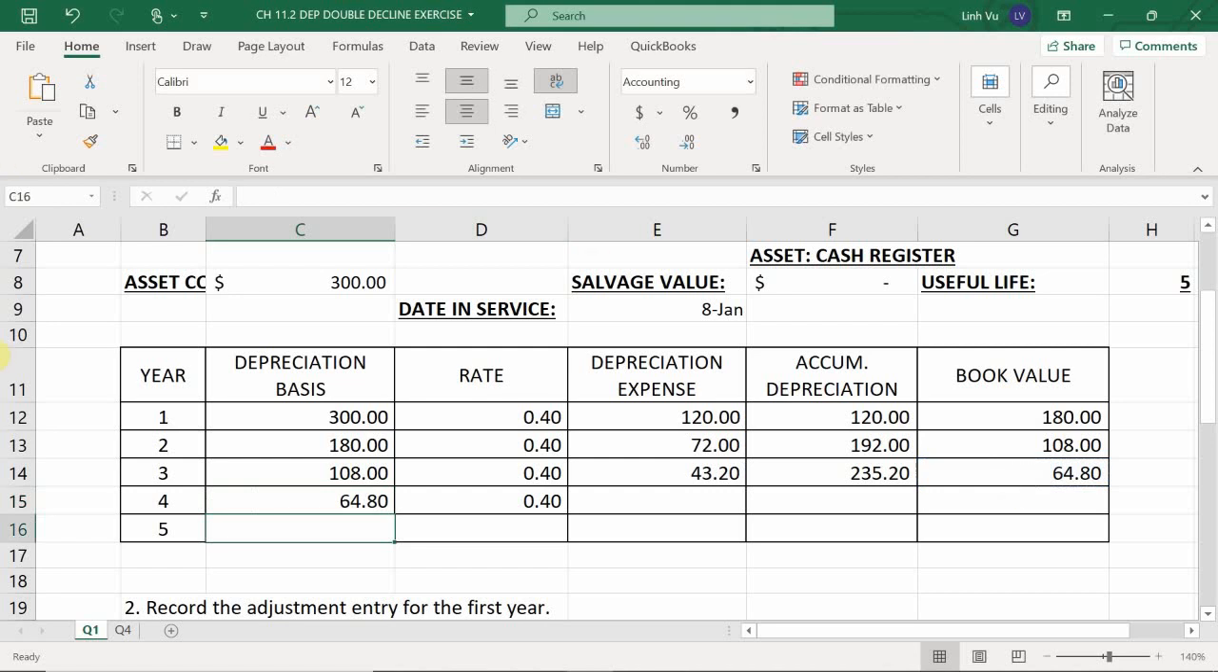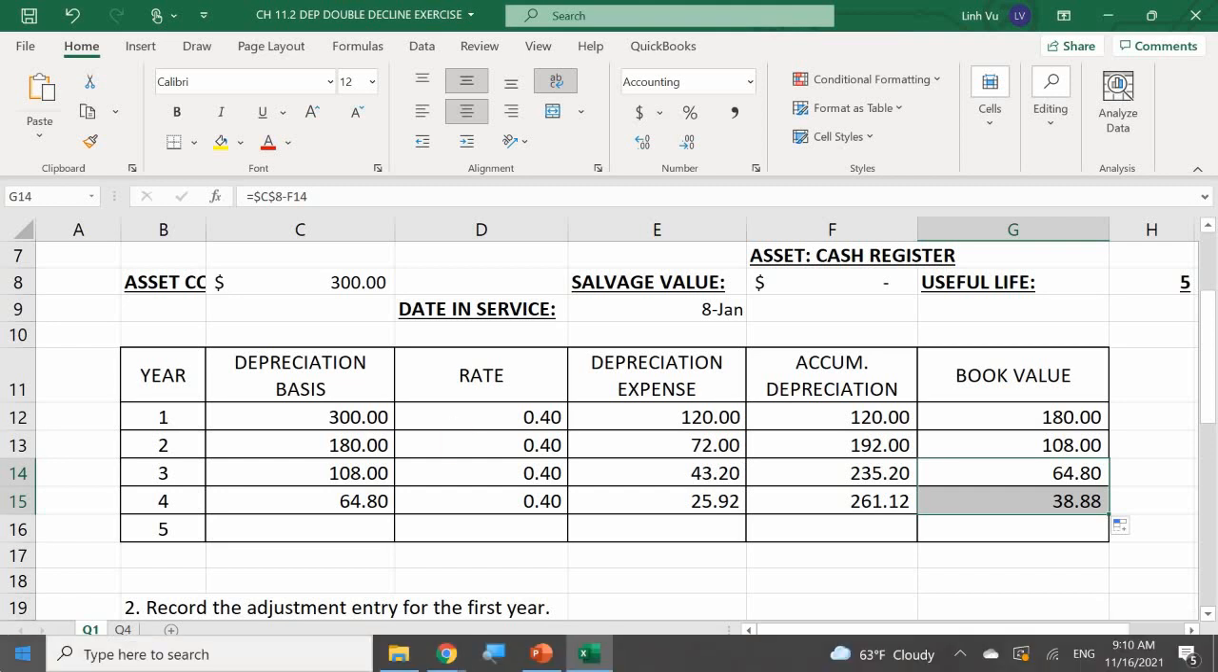Okay, so let's keep solving here. What is 40% of 64.80? 25.92. Good. Add those two numbers together, and my accumulated depreciation is going to be 261.12. And then your book value is 38.88. So as you can see, it's shrinking in value, and right now we're at 38.88.